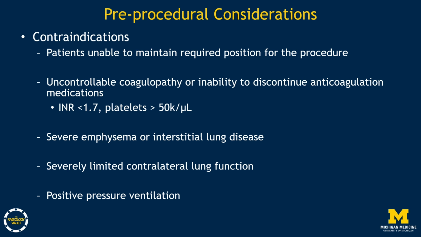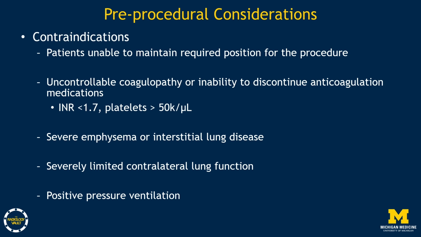Patients with uncontrollable coagulopathy or those not approved to temporarily discontinue their anticoagulation or antiplatelet medications are also not suitable for biopsy. Most guidelines suggest an INR less than 1.7 and platelet count of at least 50,000 to avoid major bleeding complications, though the bleeding risk also depends on nodule location and the type of biopsy needle used.